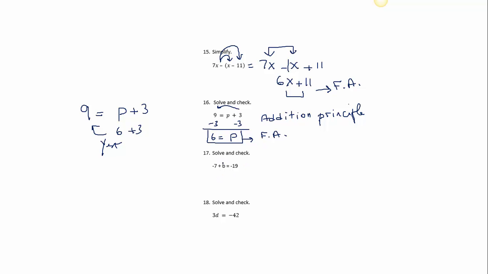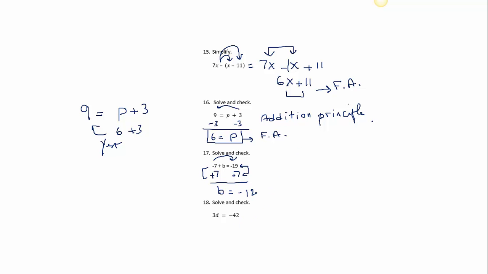Solve and check. Also, I want to isolate b. How do I move the negative 7 to the right side? All I have to do is add the opposite of negative 7. And the opposite of negative 7 is plus 7. So I'm adding 7 to both sides. Negative 7 plus 7 is 0, so I'm only left with b. And negative 19 plus 7, these are opposite signs, so we need to subtract. 19 minus 7 is 12. Because 19 is more negative, the answer should be negative 12.